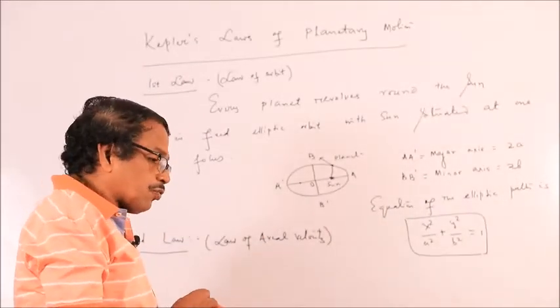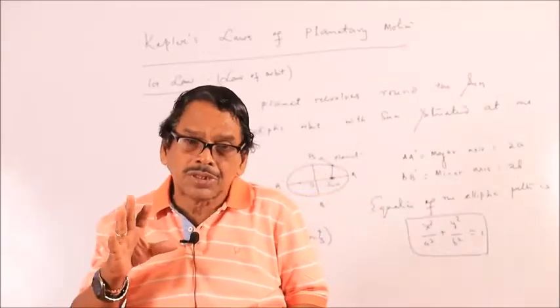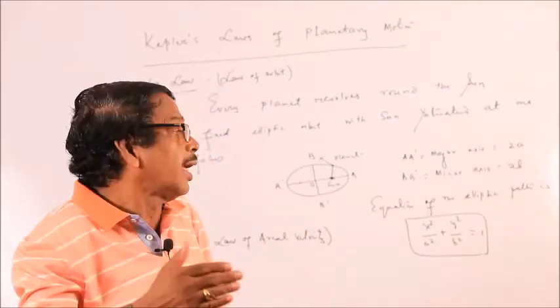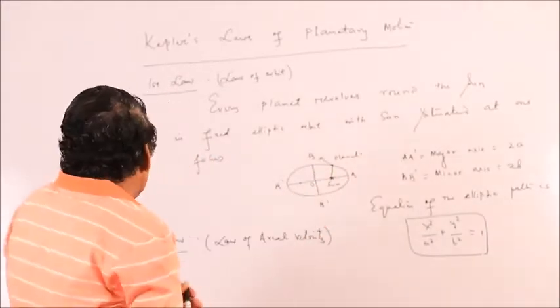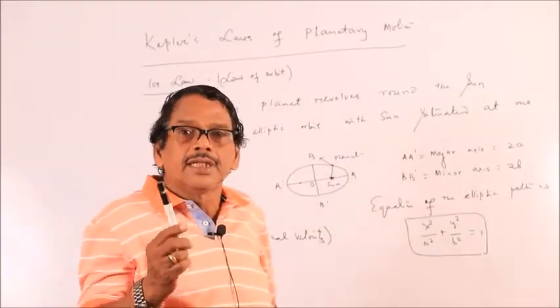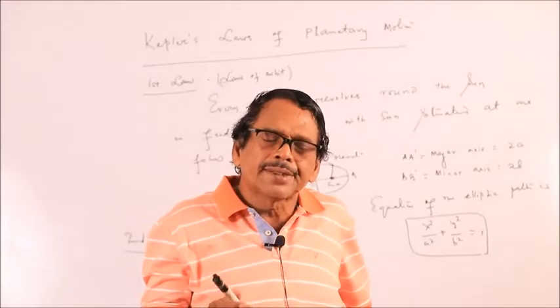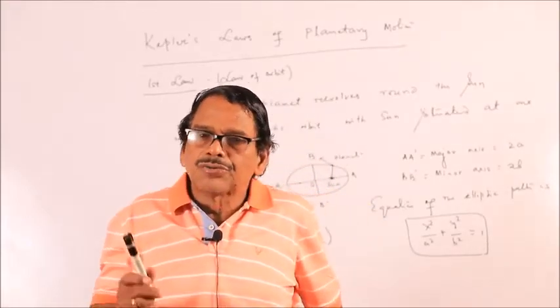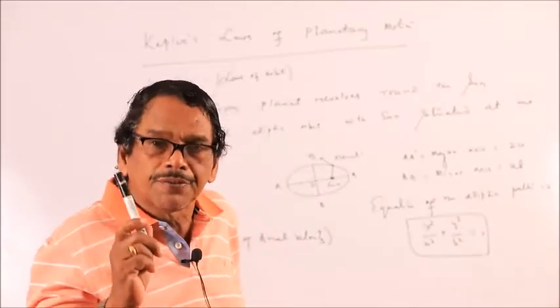How does the planet move? What happens to its area? When a planet is revolving around the sun, it is covering area. So, what is the aerial velocity of the planet? The statement is like this: a planet revolves around the sun in such a way that the radius vector sweeps out equal areas in equal intervals of time.